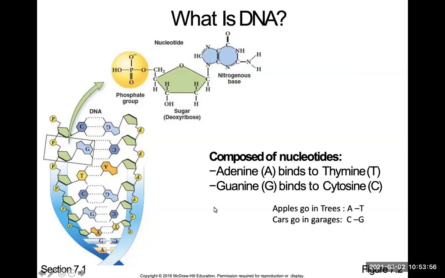So that's the composition of DNA. So this becomes very important. I want you to remember that A binds with T and G binds with C. And I also want you to remember adenine stands for A and thymine stands for T, guanine stands for G, and cytosine stands for C. So you need to know the names of the bases.